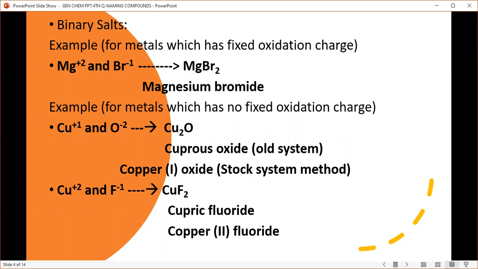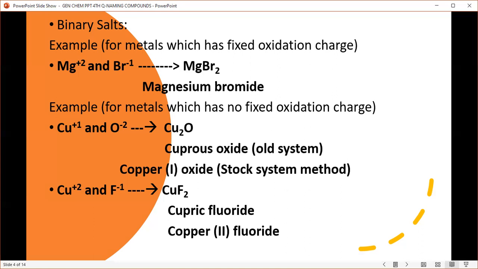So our name for MgBr2 is magnesium bromide. I hope that's clear for everybody. So that's how we name our binary salts which have metals with a fixed oxidation charge.